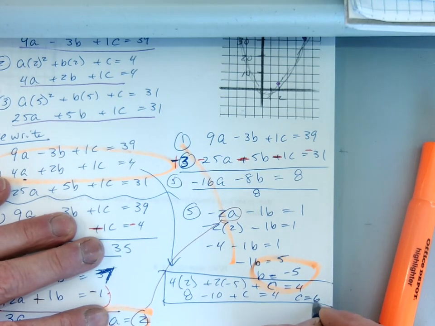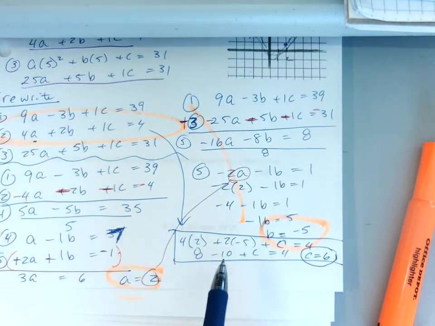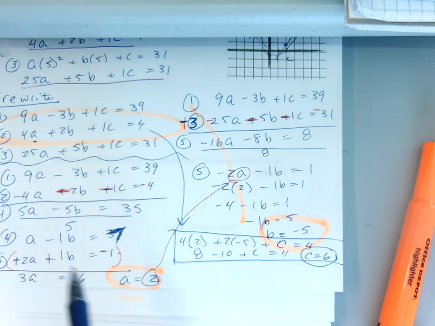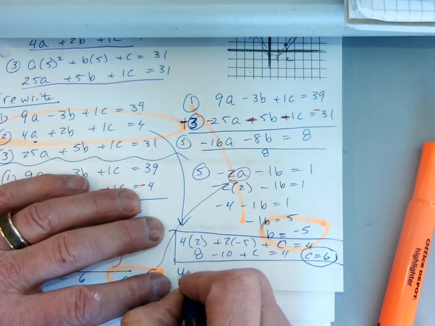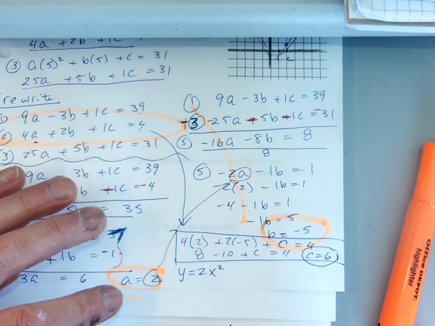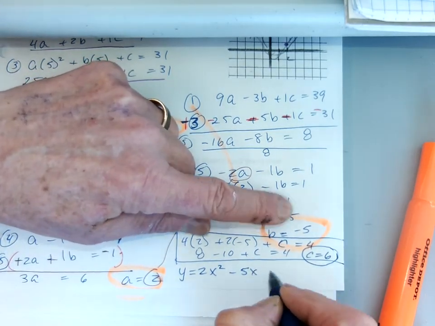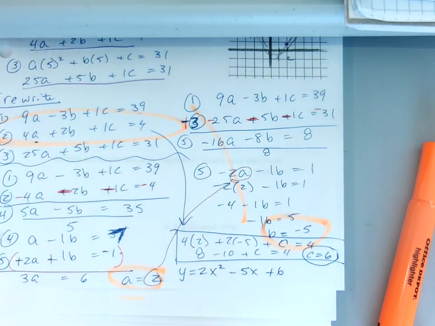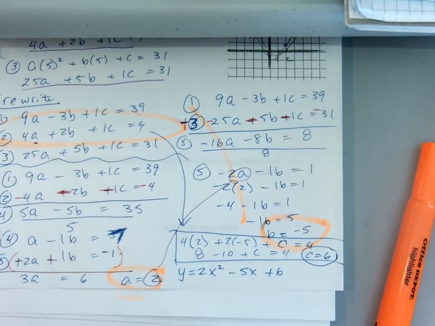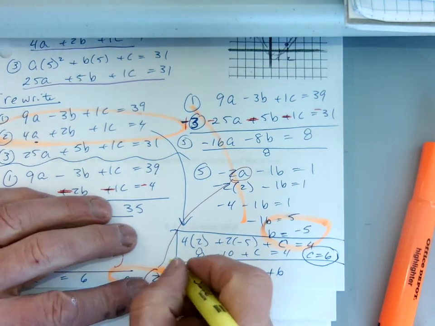Did I go too fast on c is 6? I'm just running out of room, but you see a negative 2, add, and I get 6. You guys see a negative 2 right here, and if I add 2, I get 6. So I have my answer. My answer is, ready? Y equals 2x squared minus 5x plus 6. There's all that work just for that. Whew! Wow, we did it.